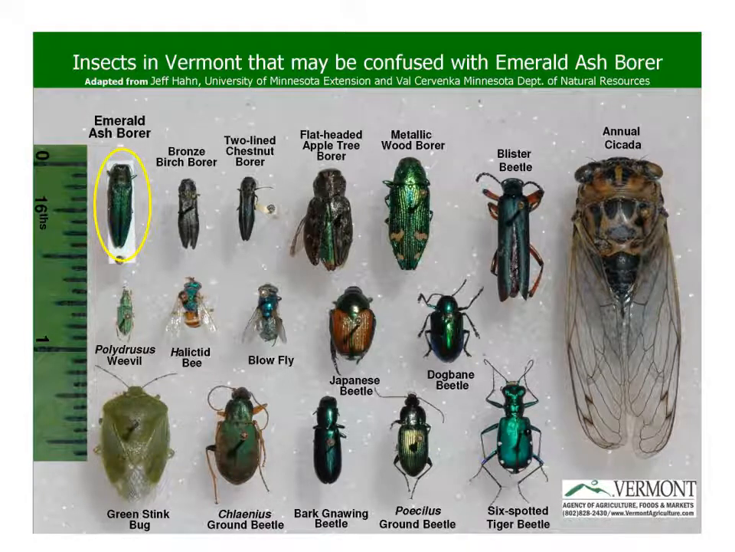As this slide shows, there are a number of native insects in Vermont that are easily confused with the emerald ash borer. One of the most commonly confused species is the six-spotted tiger beetle on the bottom right of this picture. This is a beetle you're likely to see on the ground in your garden in the beginning of the summer. Remember, though, that the adult beetle of EAB spends most of its time in the canopy of the tree, so it's unlikely but not impossible that you will see the adult beetle.